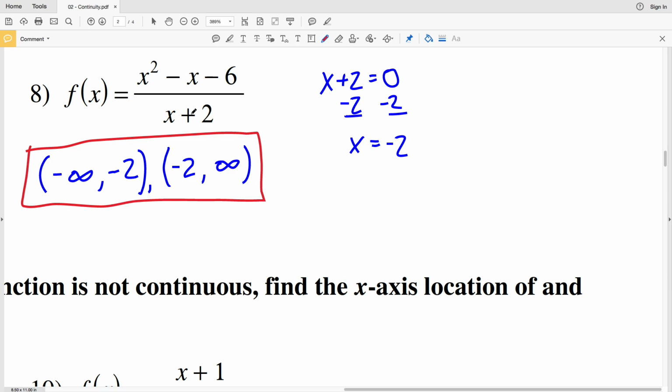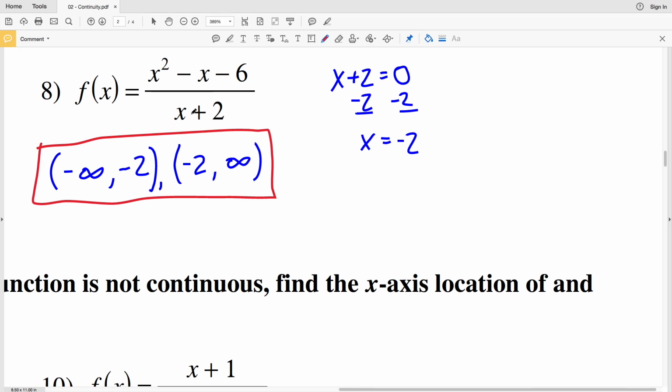continuous. If it's a removable discontinuity at that point, the function will not be continuous at that point. And if it's an essential discontinuity at that point, the function will also not be continuous at that point. So again, whether it's removable or essential does not affect the intervals on which that function is continuous. We just know that it is not continuous at that point.